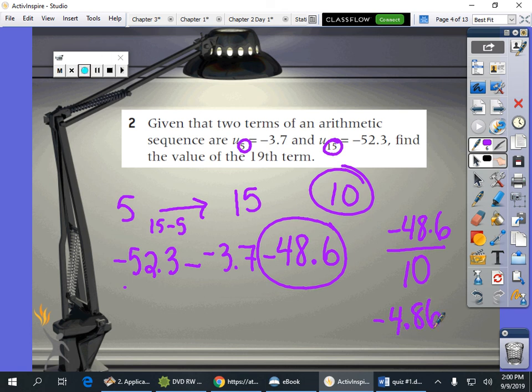How was I able to divide so quickly? When you divide by 10, you just move the decimal one time. If I divide by 100, I move it twice, okay? Good. Just a shortcut. Nothing wrong if you had to get out a calculator and do it, okay? But I'm trying to give you shortcuts to make you a little more efficient. Who in this room can tell me what negative 4.86 represents? The pattern, my common difference, also referred to as my pattern. So every time I'm going to subtract 4.86 to get the next term. Everyone see that? Okay, great.